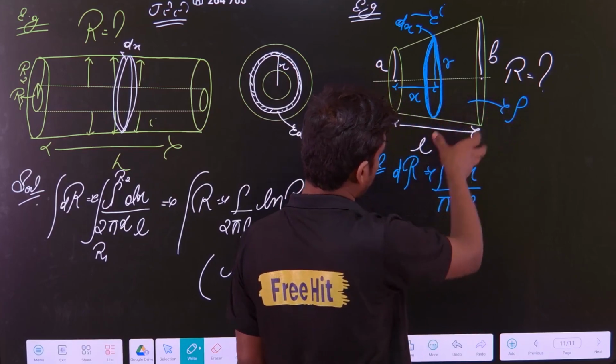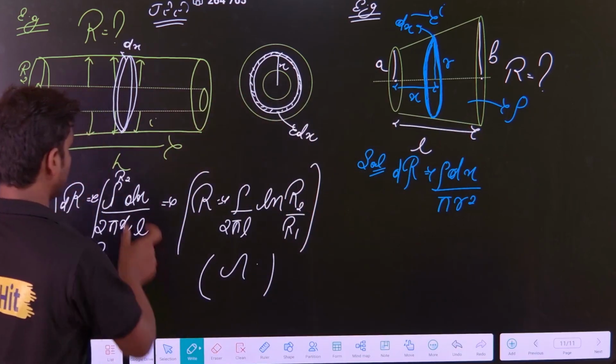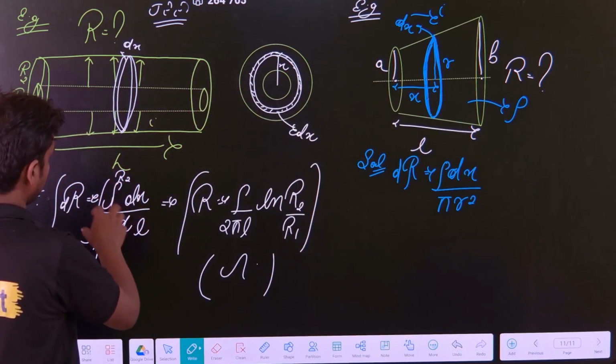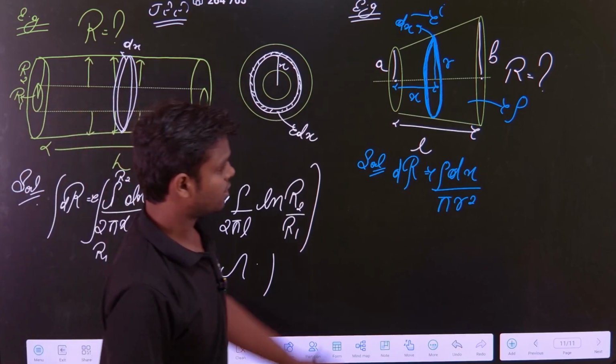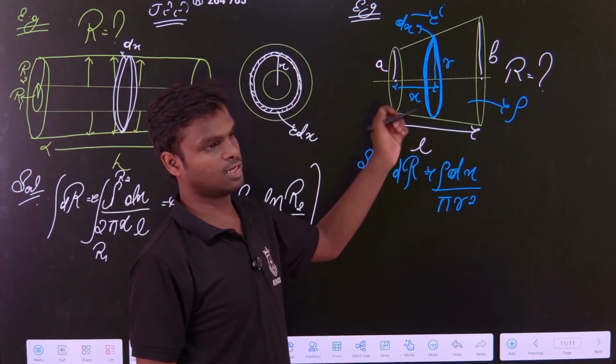Now it is a series. Whenever you have to see whether it is a series or parallel, just do one thing. If the dx is coming in above, that means it is a series combination, and if it is coming below, that means it is a parallel combination. So you just reverse it, then integrate.